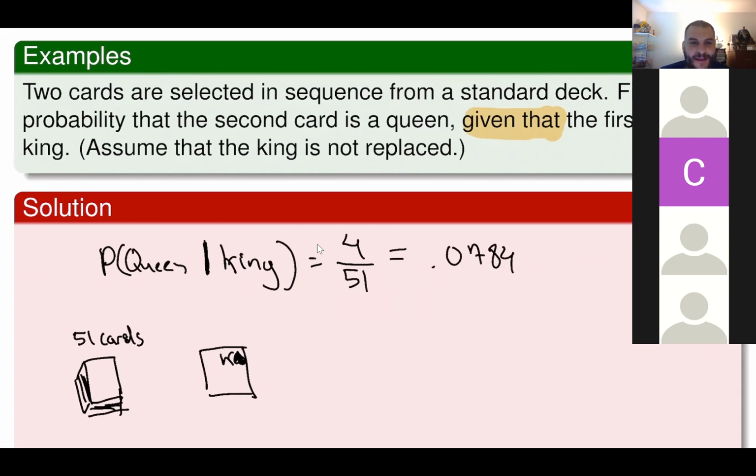So for this one, all you have to understand, since we already know the first card was a king, that means we have one less card to choose from. So you have to account for that. Instead of dividing by 52, you divide by 51. And then the top number reflects how many queens are still in the deck. Since me getting a king really doesn't affect the queens, I still have 4 queens left. All right, and that's it for that problem.